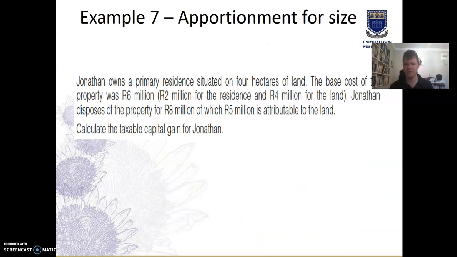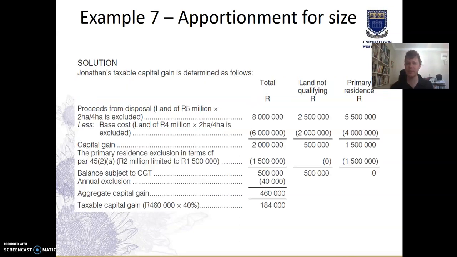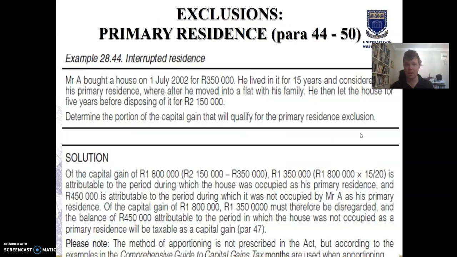Okay. Some examples. This one speaks about apportioning for size, based on the size of the land and the way that you do that apportionment. Note, okay, you never ever have to apportion the 2 million gain. You can only apply that 2 million, however, to the portion which is primary residence. You still have the full 2 million available. It's just what you can use it against. Okay. Think about these exclusions. Think about if you had to apportion both for size or area and for time, if you could do it.